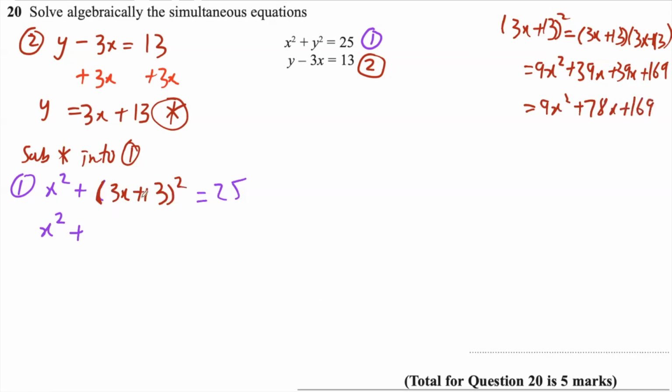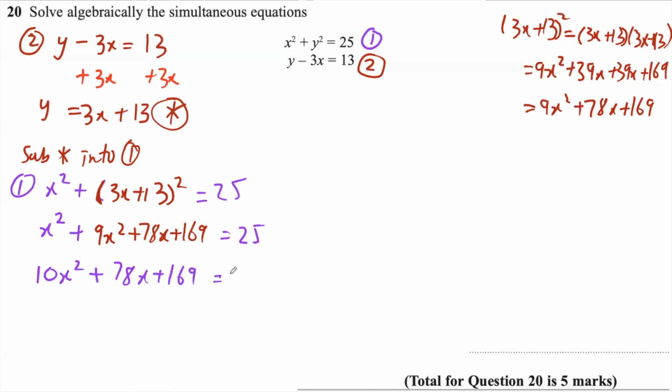So in place of this expression, we're going to write 9x squared plus 78x plus 169. Okay, and that's all equal to 25 from before. Adding up the like terms, we get x squared plus 9x squared, which is 10x squared. Then there's 78x plus 169 equals 25. Now there's 25 right here. We can take away 25 on both sides. So that's going to give us 10x squared plus 78x plus 144 equals 0.